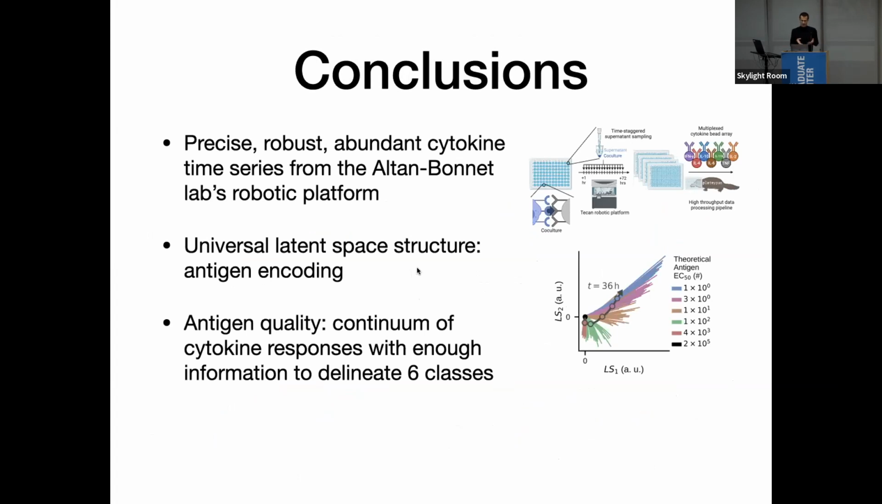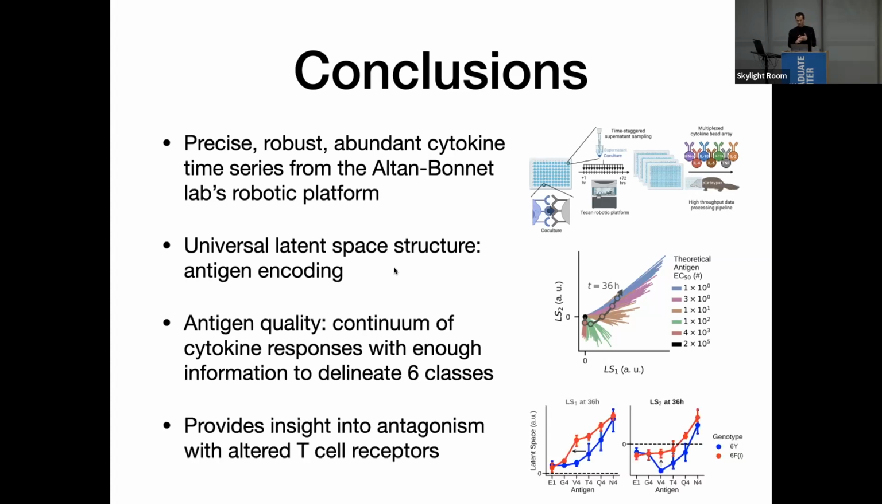And in that latent space, we saw a property we called antigen encoding, where antigen quality, so the strength of the antigen, could be subdivided into 6 non-overlapping classes, meaning there's a lot more than a binary decision being made by a population of T cells. And we used insights gleaned from that latent space to make mechanistic predictions about antagonism in T cells that have altered receptors.